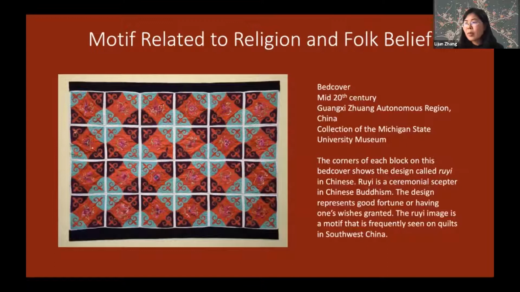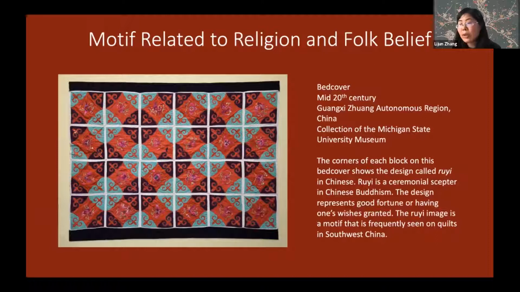Some of the motifs are related to religion and folk belief. So the corners of each block on this bed cover show the design called Ruyi in Chinese. So Ruyi is a ceremonial object in Chinese Buddhism and sometimes also in Taoism practice. The design represents good fortune or having one's wishes granted. And the Ruyi image is a motif that is frequently seen on quilts in Southwest China. It's not only on quilts in Southwest China, it's a really common motif for textile items across China.